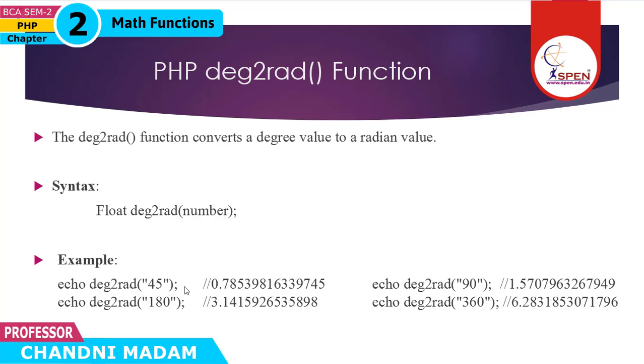Here is the example. Here we will pass 45. So it will give a radian value 0.7853 up to 45. Here we will pass 180. So your radian value is 3.14 up to 98. So ultimately this function converts your degree to a radian value. Here we will pass 360. So your output is 6.28 up to 96.